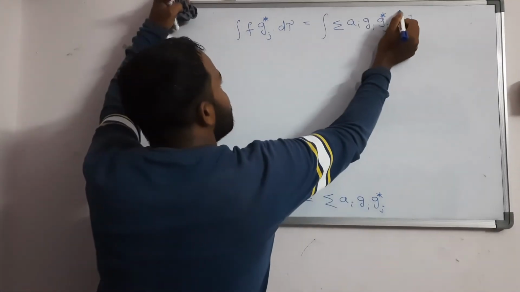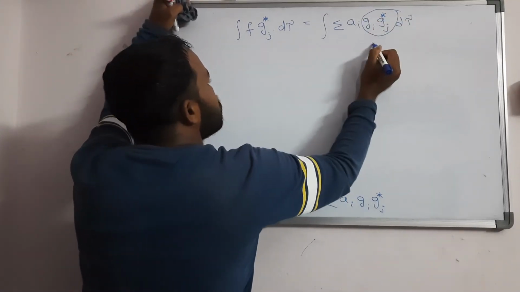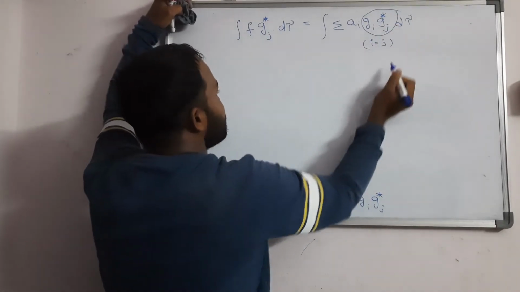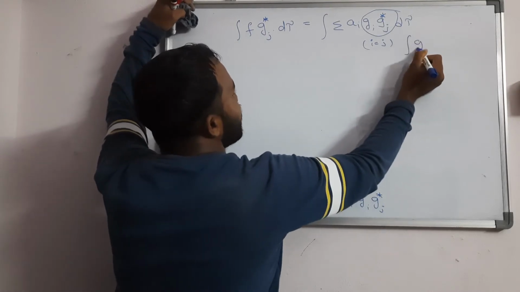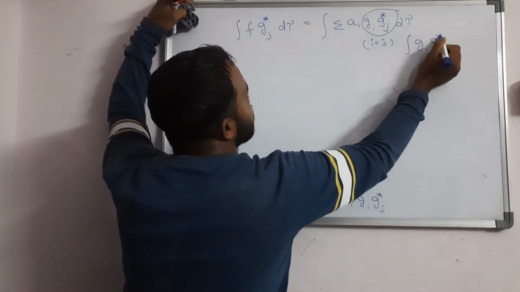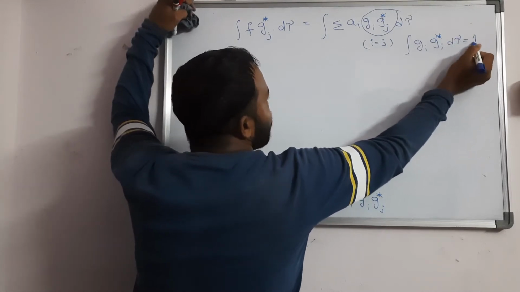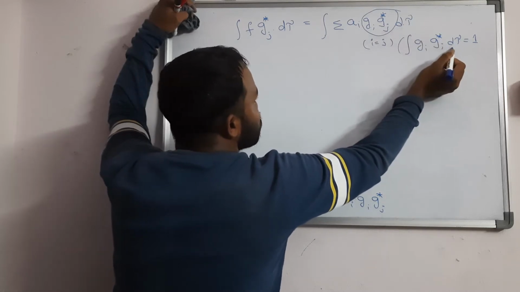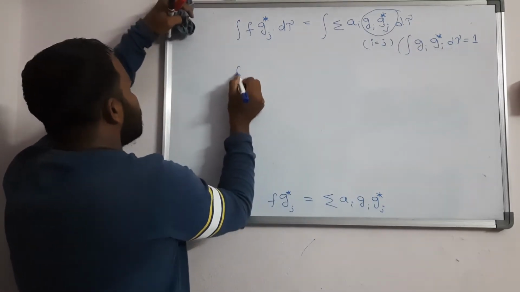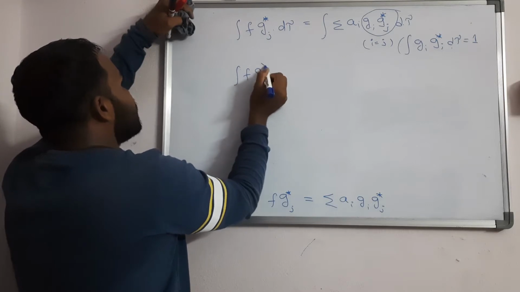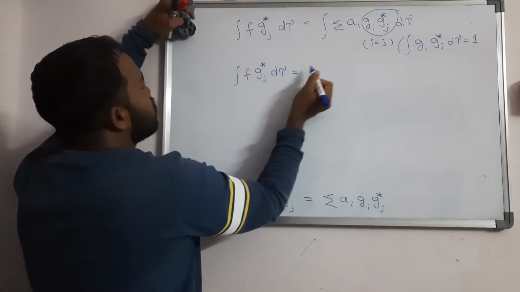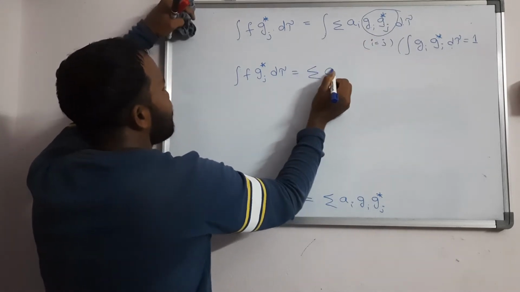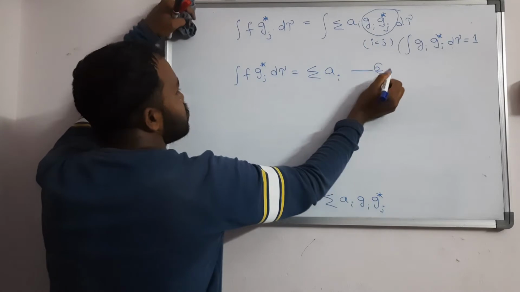Then if i is equal to j, that means the normalization condition. Then the integral of gi into gj star into d tau is equal to 1 for the normalization condition. So the integral of f into gj star into d tau, finally, since this value is 1, you are left only with summation ai. This is equation number 2.